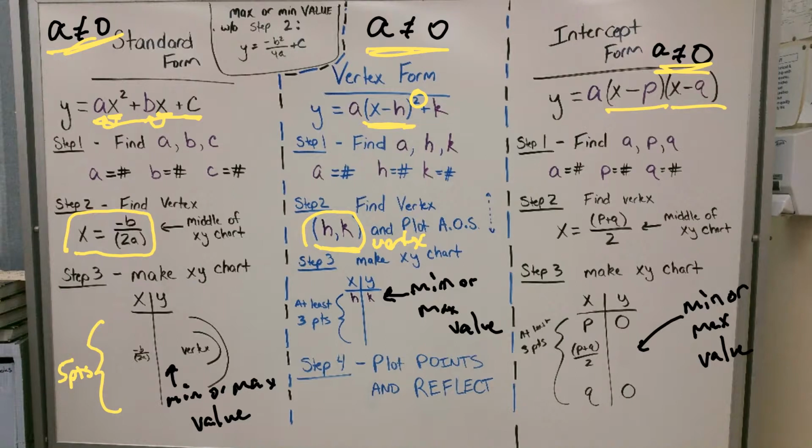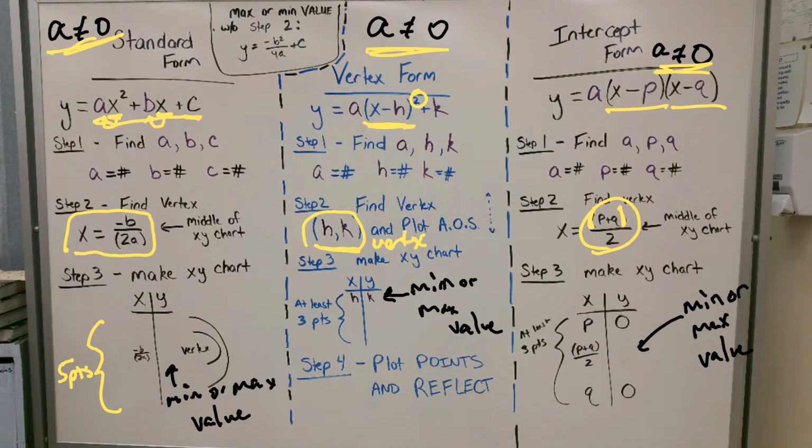You use the vertex formula. This will be the x value of your vertex. Remember, those parentheses on the top are very important. If you forget them, you're going to make a mistake. You'll make an XY chart. P and Q, they're intercepts, so their y values are automatically 0. And then you just do P plus Q over 2. Make sure your graph is always a U or an upside down U.